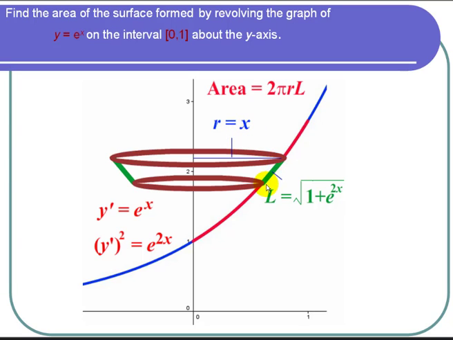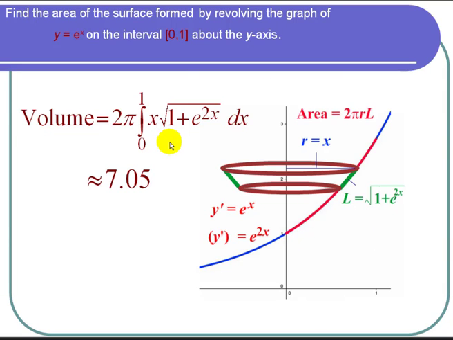The length, remember, we use the formula. The length is equal to the square root of 1 plus the square of the derivative. The derivative of e to the x is also e to the x. Square it, you get e to the 2x. And my length is the square root of 1 plus e to the 2x.